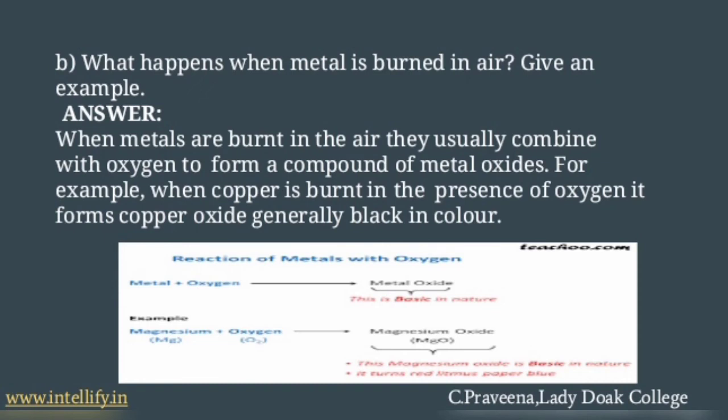Next question, what happens when metal is burnt in air? Give an example. Metals such as sodium, potassium, magnesium, calcium, gold, silver, copper, etc. When they are burnt in air, they usually combine with oxygen to form a compound, a metal oxide. For example, when copper is burned in the presence of oxygen, it forms copper oxide. After that, it gives some color. Generally, copper oxide is black in color.